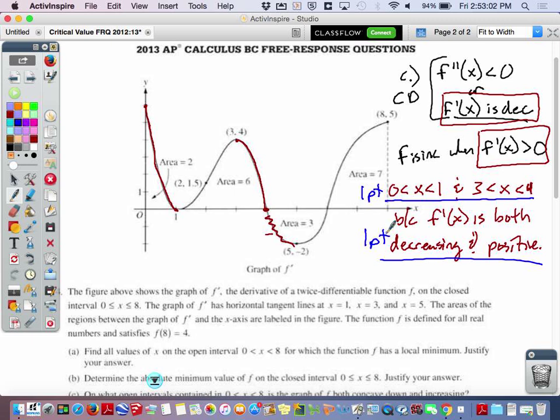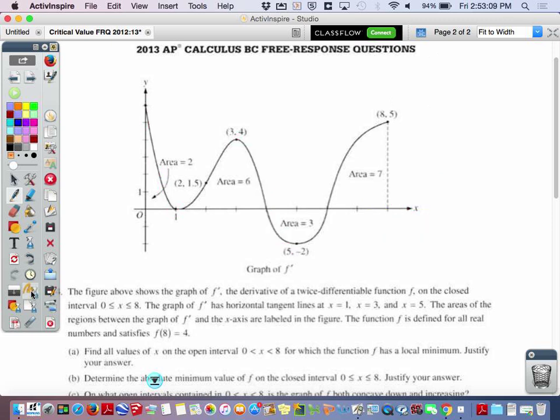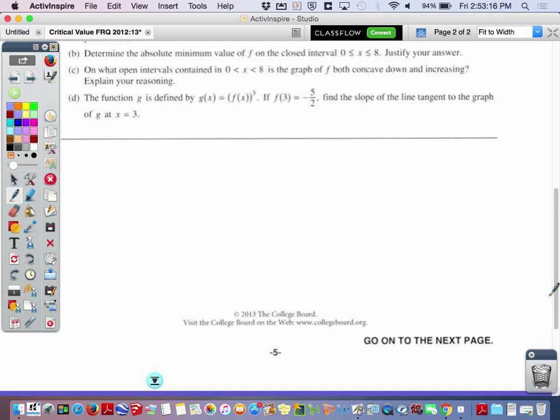So we've had 1 point for part A, 3 for part B, 2 points for part C. Time to move on to question D. This is going to be a 3-point question, very different than the other ones. It says the function g is defined by g of x equals f of x cubed. If f of 3 equals negative 5/2, find the slope of the line tangent to the graph of g at x equals 3.